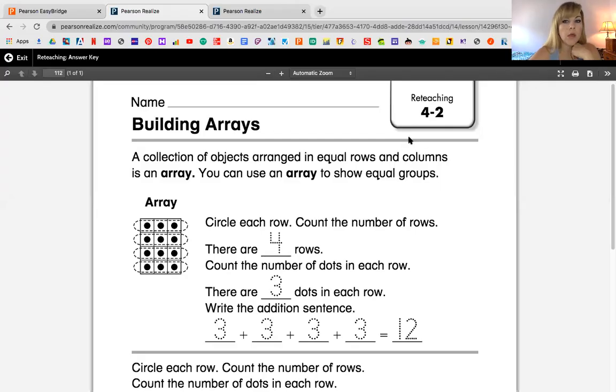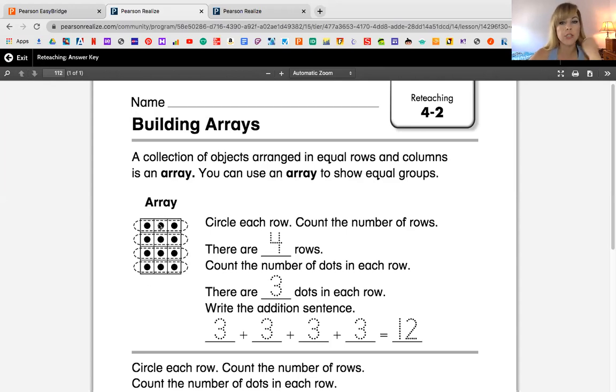Okay, so now we should be opening up your workbook page to 4-2, and this is where you're building an array. Now remember, an array is a collection of objects arranged in equal rows and columns. So you need to have the same number of the same objects in all the different rows or columns. If I'm going to have 4 rows, each of those 4 rows needs to have the same number of dots in them. So this row has 3 dots, this one needs to have 3, this one has 3, this one has 3. So this is objects in equal rows and equal columns, and this is called an array.